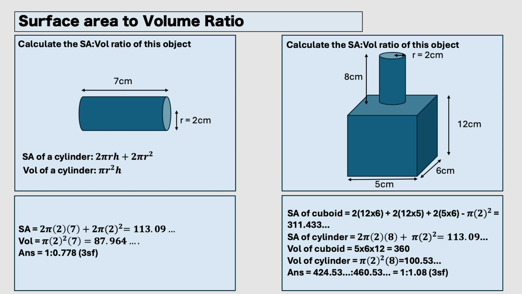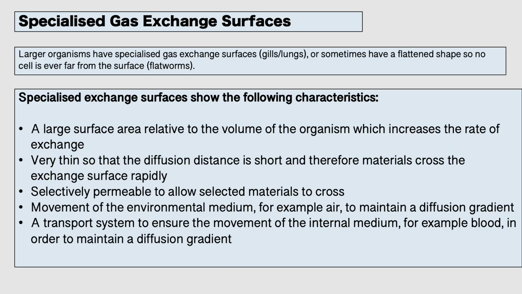Okay, so even if the outer surface could supply enough of a substance, it would still take too long for it to reach the middle of the organism if diffusion alone was the method of transport. This is why larger organisms have specialised gas exchange surfaces, like gills or lungs, or sometimes have a flattened shape, so no cell is ever far from the surface, like flatworms do.